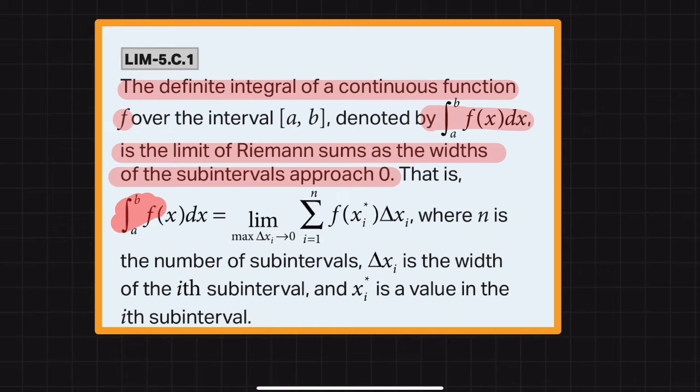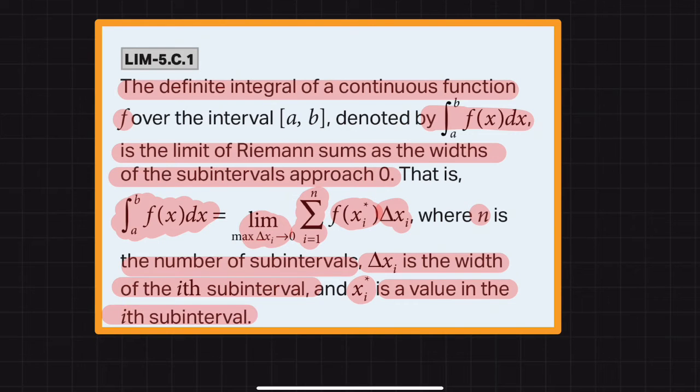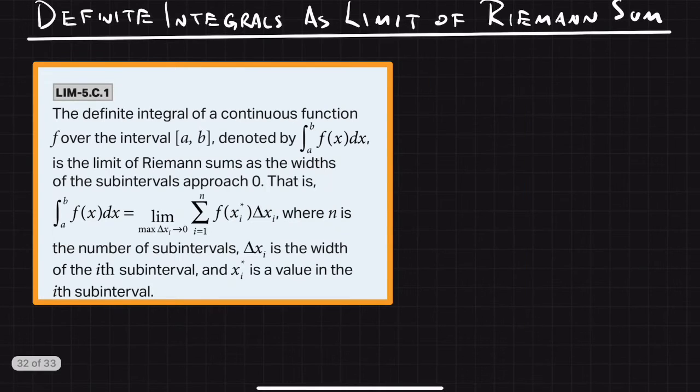So we can write a definite integral as the limit as delta x goes to 0 of the sum from i equals 1 to n of f of x_i* times delta x. N, in this case, is the number of subintervals. Delta x_i is the width of the ith subinterval, and x_i*, with that star on it, is a value in the ith subinterval. Alright, so let's unpack what all that means.